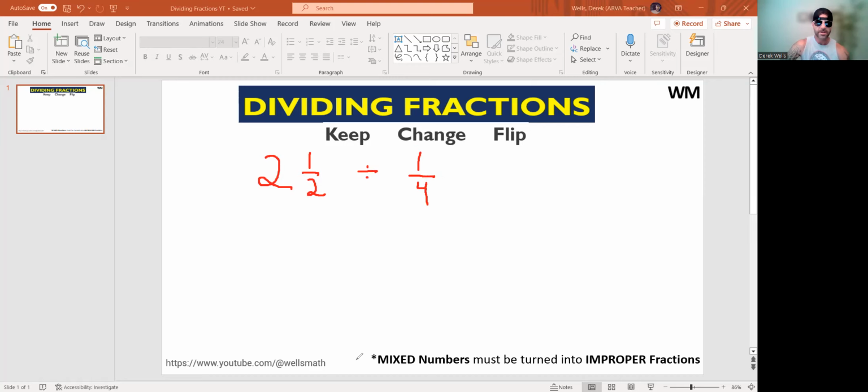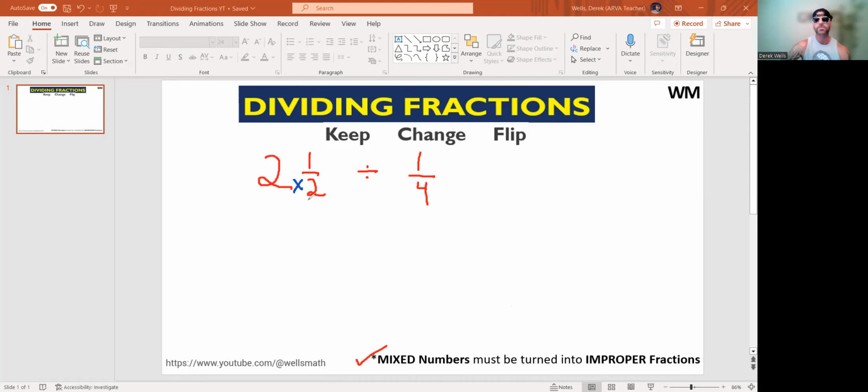Now you will notice down here at the bottom, I have a little star. Any mixed numbers you have in your problem need to be turned into an improper fraction. So we're going to kind of do what we did just a second ago, except the reverse. So we need to change 2 1/2 into an improper fraction. This is actually pretty easy.